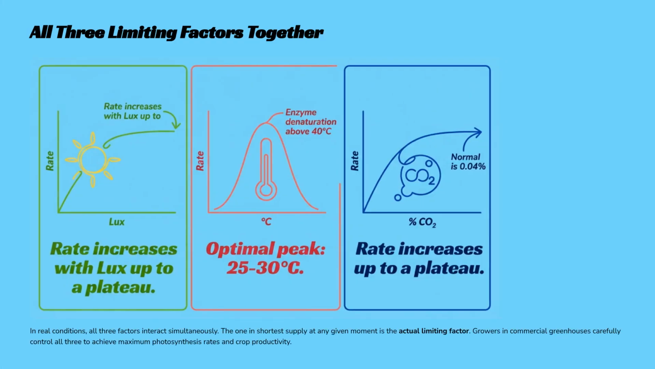All three limiting factors interact simultaneously. The factor in shortest supply at any time is the actual limiting factor. Commercial growers must manage all three: light, temperature, and carbon dioxide to maximize crop productivity.